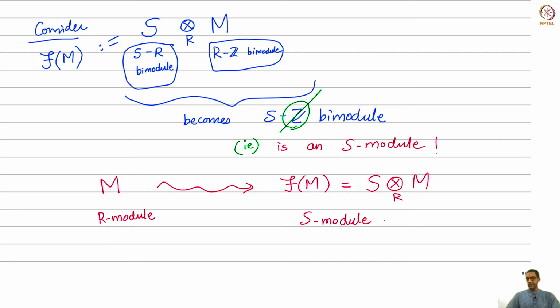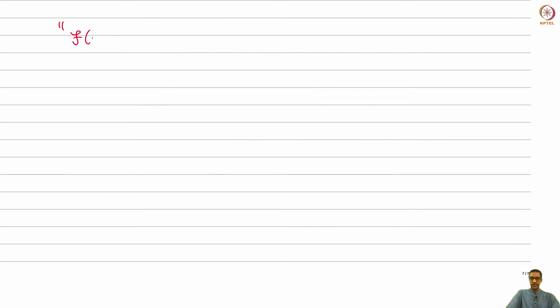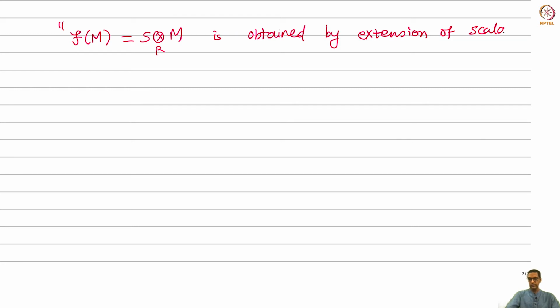This construction is what we think of as extension of scalars. Starting with an R module, how do you construct a natural S module from it? So we say that f of m is obtained by extension of scalars. This is the usual way it's expressed: f of m is obtained by extension of scalars from the module M.